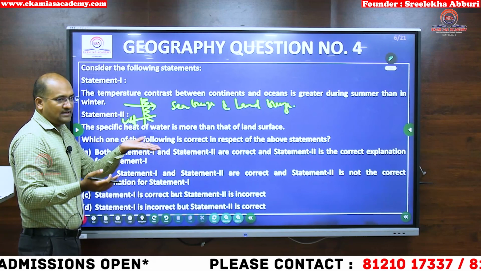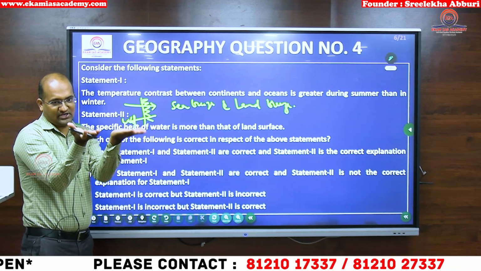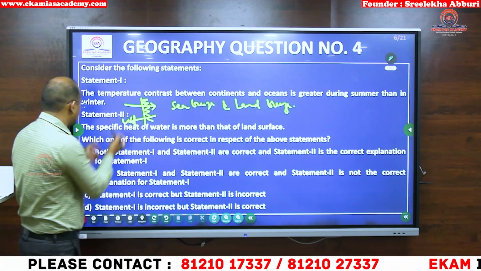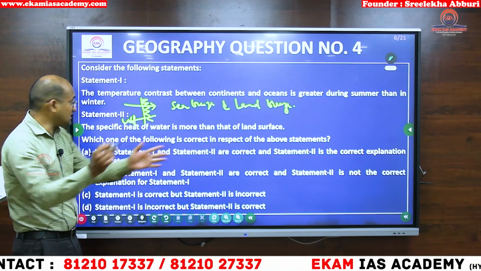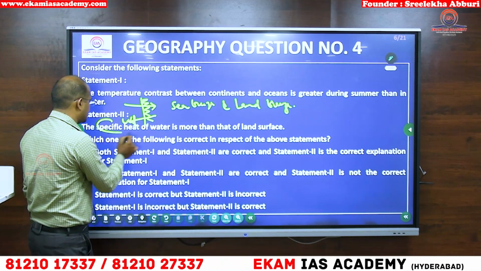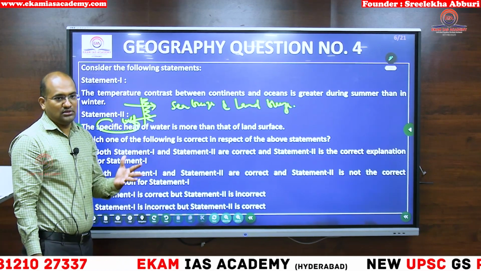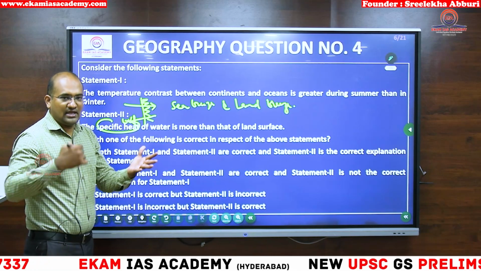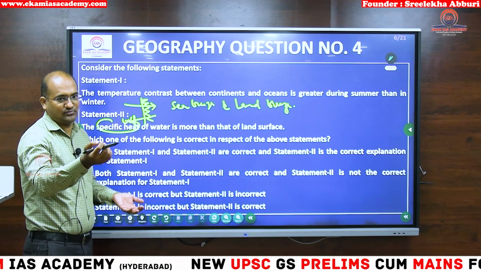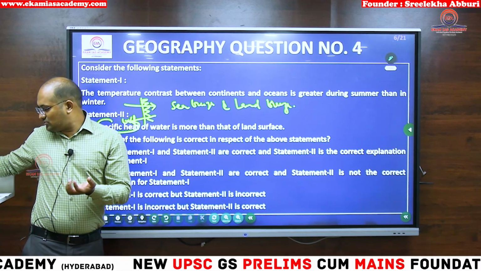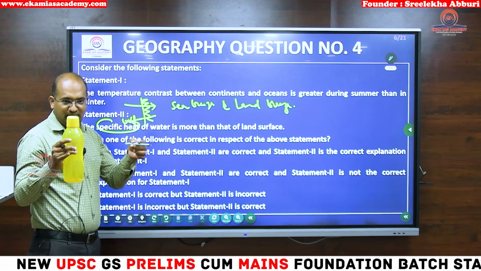Because land and water, both of them have two separate specific heats. So, you must know what the second statement says, the specific heat of water is more than that of land or land surface. So, what is specific heat? Again, this is a basic question, what is specific heat? Specific heat is the amount of heat energy that is required to raise the temperature by 1 degree centigrade. Okay. So, these two are different objects, maybe made up of different material.